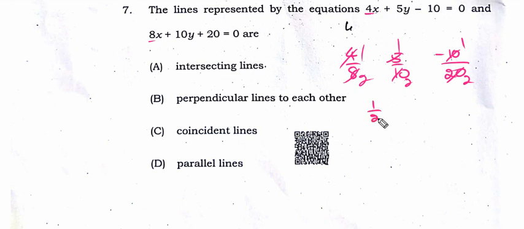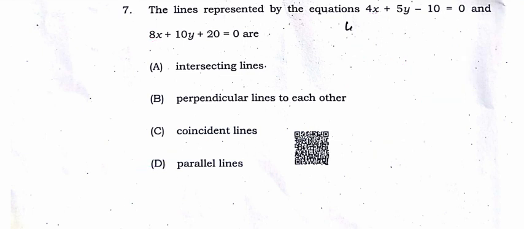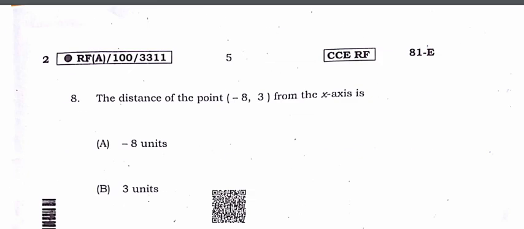But here 1 by 2 is equal to 1 by 2. This is not equal to, that is minus 1 by 2. Therefore a1 by a2 and b1 by b2 are equal, but c1 by c2 is not equal. Therefore the lines are parallel. So parallel lines, option D is the correct answer. So now we move on to the next one.